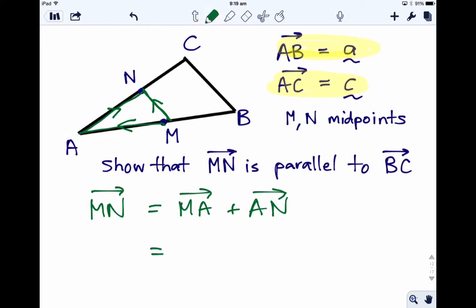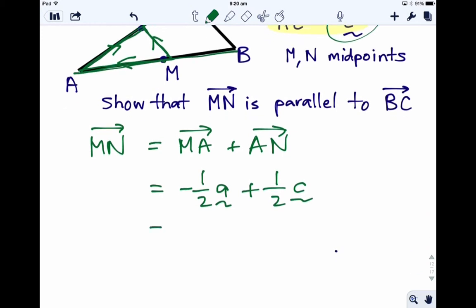So MA. Well, if AB, this whole line along here, is a, then AM will be a half of a. So MA will be negative a half of the vector a. Similarly, AN is halfway along AC, and AC is just c, so this is just a half c. So I could write that out like this if I wanted to. This is quite nice. There we go.